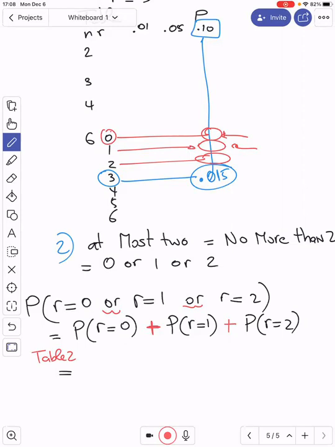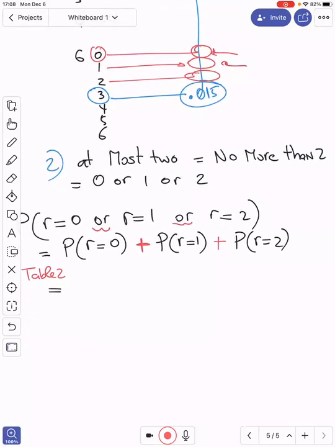For the next one, it says at least 4 ties are tied. So at least means, so number 3, at least 4. So that means the minimum is 4. So it's 4 or more than 4. Okay, so it's 4 or more.